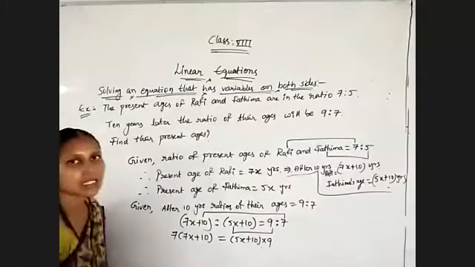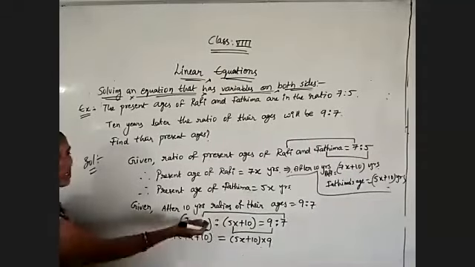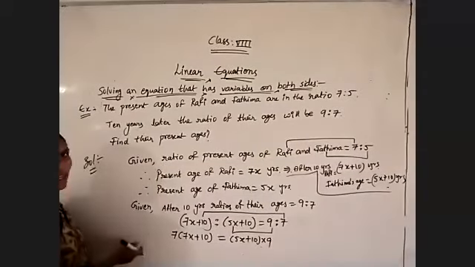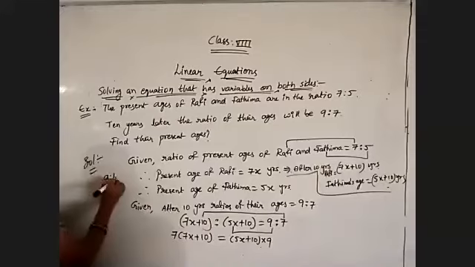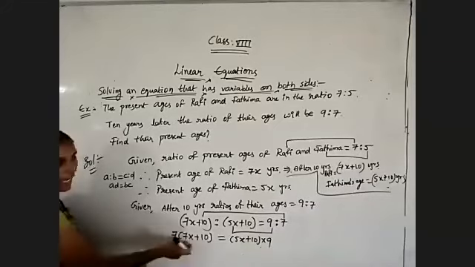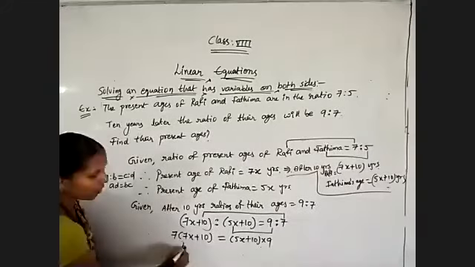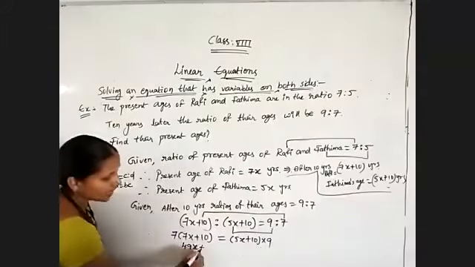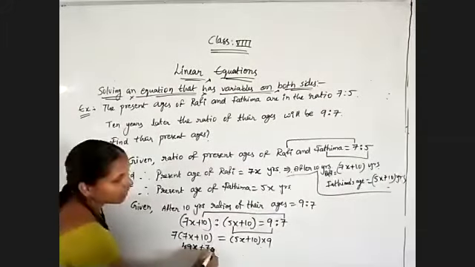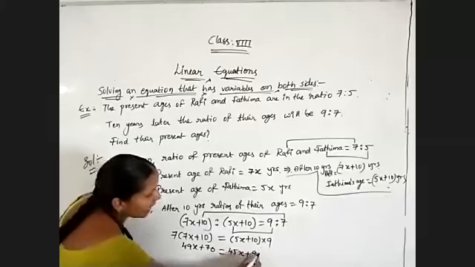Product of means is equal to product of extremes, ratio and proportion. So these two are in proportion. We have A is to B is equal to C is to D, then AD is equal to BC. Okay, now simplify. 7 sevens are 49x plus 7 tens are 70. 9 fives are 45x, 9 tens are 90.